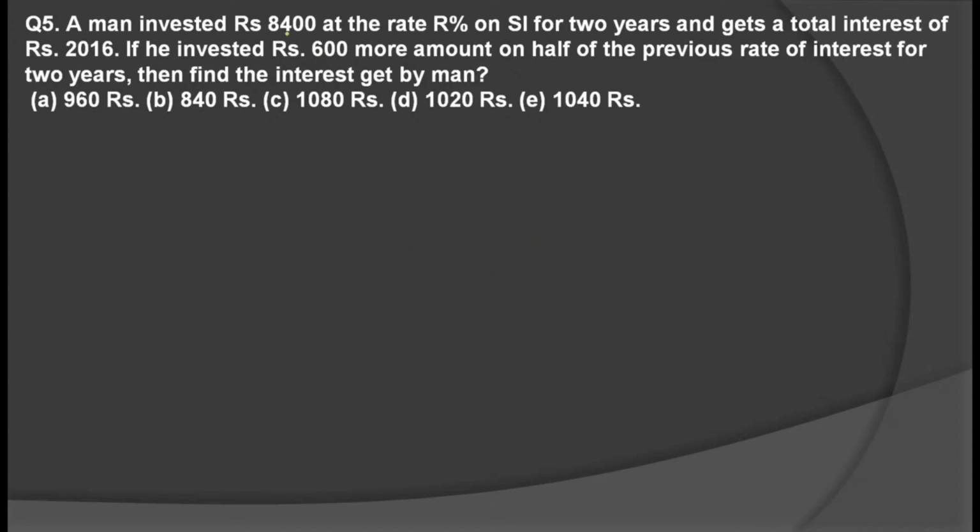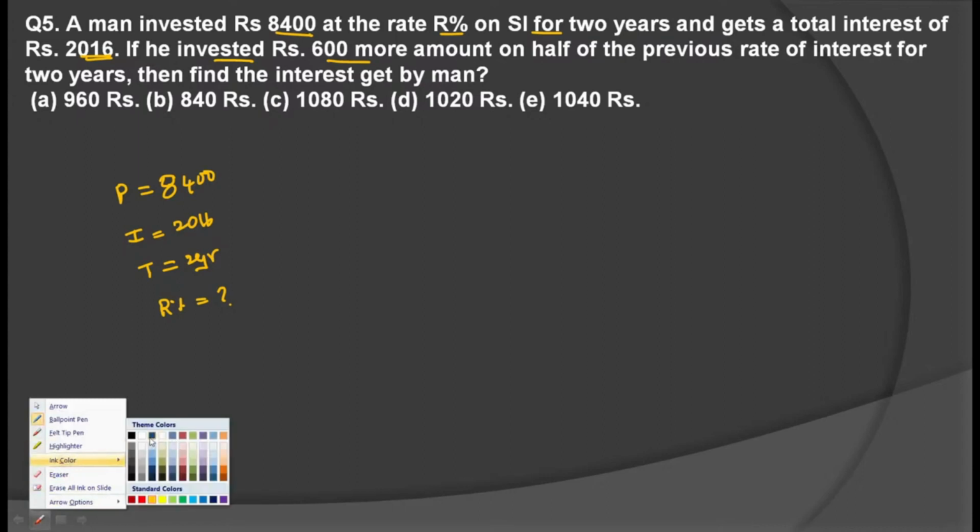A man invests 8,400 at a rate of 4% simple interest for 2 years and gets a total interest of 2016 rupees. Now see, here the principal is 8,400. Now they get an interest of 2016 rupees and the time period is equal to 2 years. And what is the rate of interest? You need to calculate it, right? Because we don't know the value. Now, if we invest 6,000 rupees more, at the previous rate of interest for 2 years, just find out what interest is got by the person.